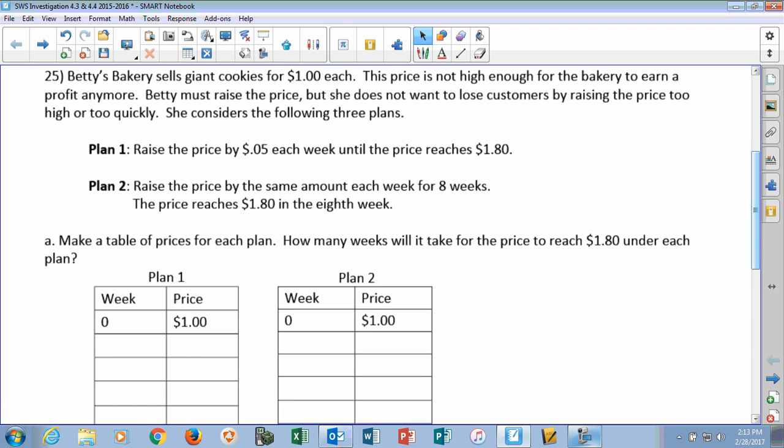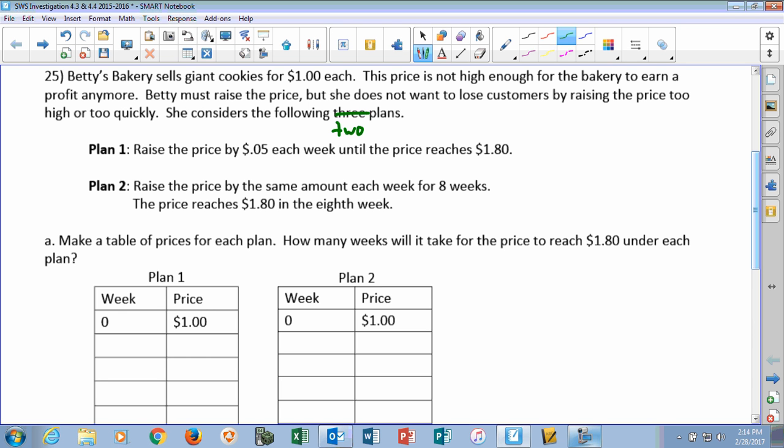So she considers, and this should be 2 plans, because there's only 2 plans up here. I don't know why there's 3 on here, but she considers the following 2 plans. Plan 1, raise the price by 5 cents each week until the price reaches $1.80. And then plan 2 is raising the price by the same amount each week for 8 weeks, and then the price reaches $1.80 in the 8th week. So those are the 2 plans.